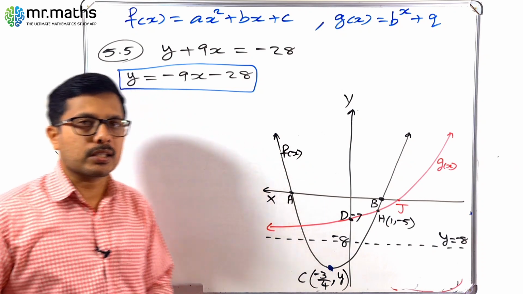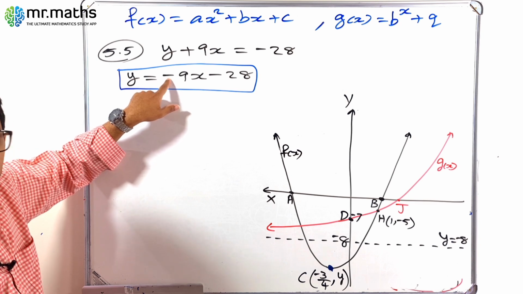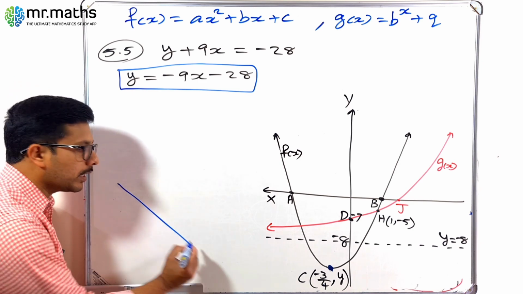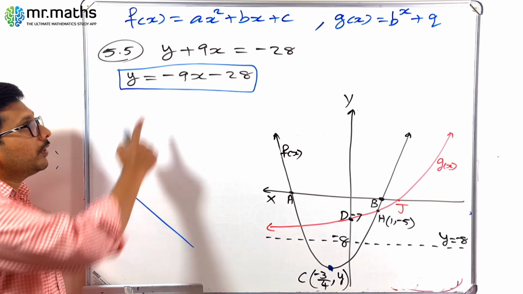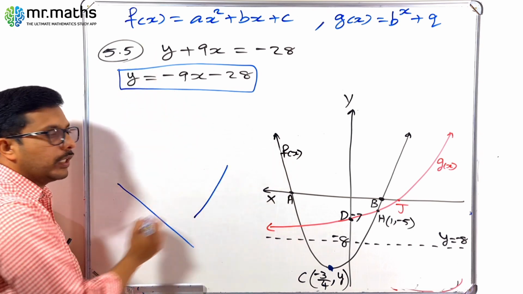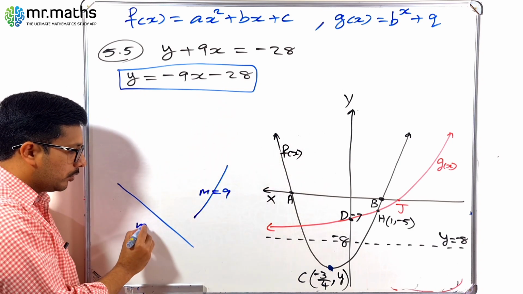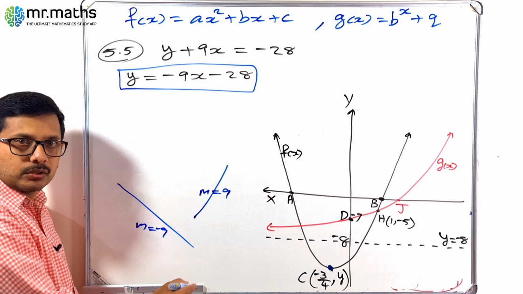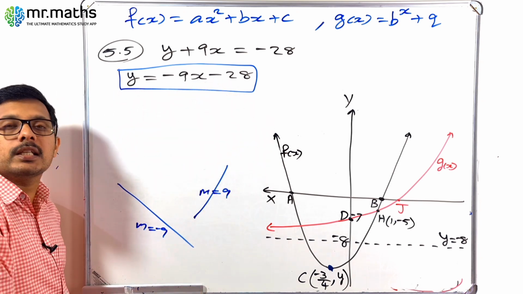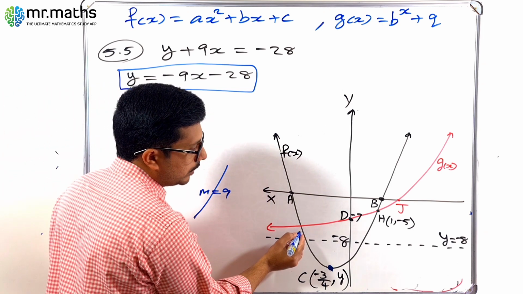That one we can easily understand, because look at this coefficient of x. Here the gradient is negative, minus 9. If the gradient is negative, you know that it is a decreasing line. If the gradient is positive 9, then it's an increasing line. If m is equal to minus 9, it's a decreasing line. So the shape of this straight line is something like this, and it is a tangent also. So it must be somewhere here.